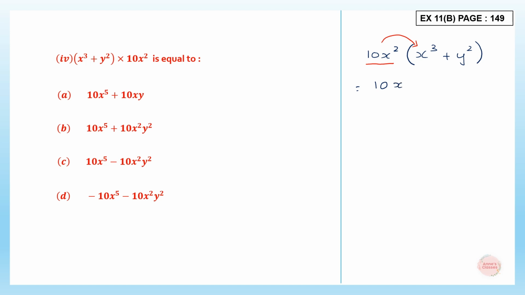x to the power of 2 plus 3 is 5, plus, now multiply 10x square into y square. So the answer is 10x square y square. So let's check the answer and see. Here we have 10x to the power of 5. So let's look for that. We have 10x to the power of 5 for these three. Here it's minus, so it's not this. Then we have plus 10x square y square. So this is our answer, option B.